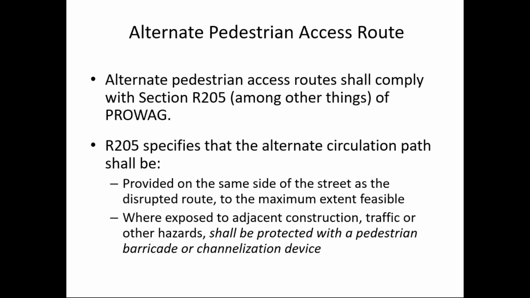So the alternate pedestrian access route from PROWAG, I think I mentioned that earlier, it indicates that the route shall be on the same side of the street as the disrupted route to the maximum extent feasible. We can't always do that, though, we realize that. Where pedestrians are exposed to construction or traffic, notice they shall be protected with a barricade or channelization device. And we'll talk about that as we move on, either today or next time. So that's what PROWAG says.